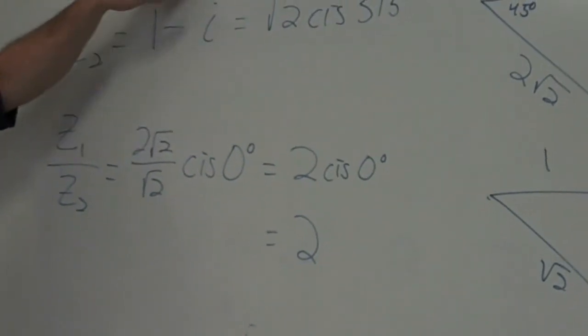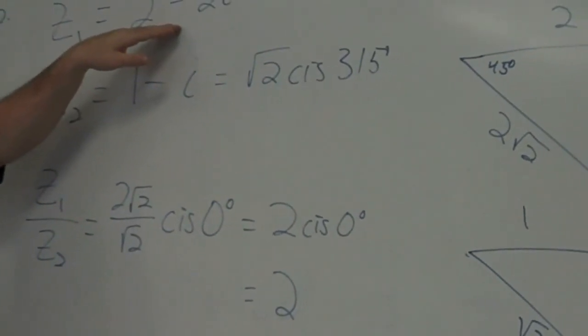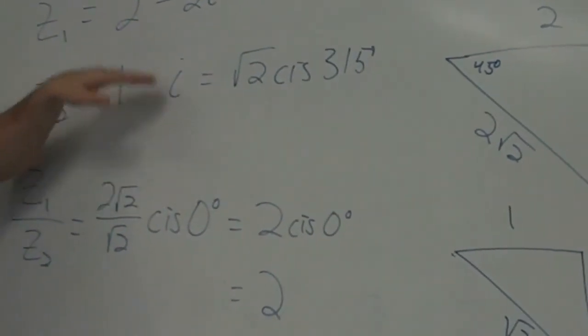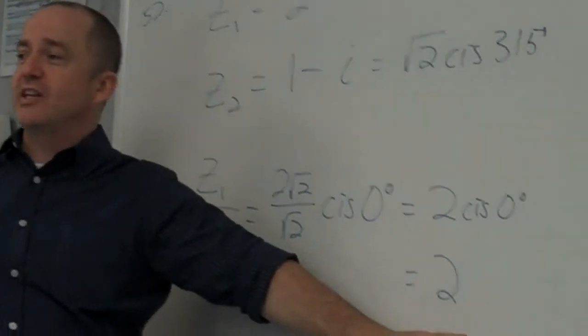Now let's think a moment about this. What's the ratio between these two complex numbers? Times 2. You're being asked to do division between two numbers, one of which is double the size of the other. Does this answer make sense? Yeah.